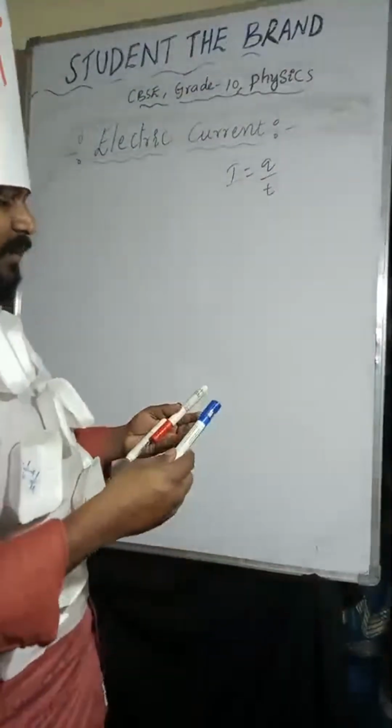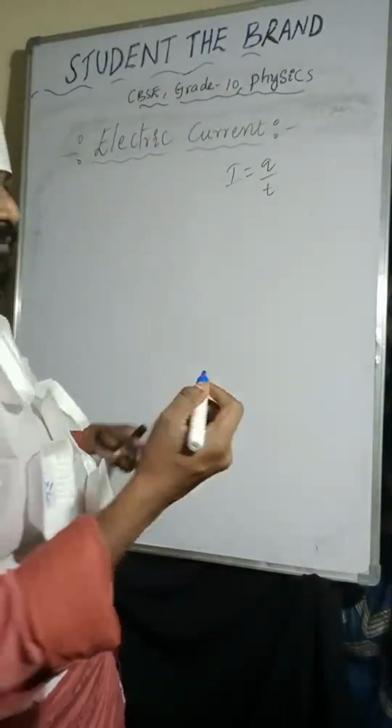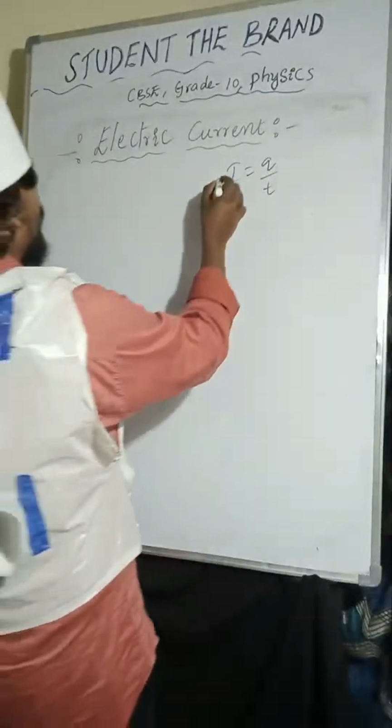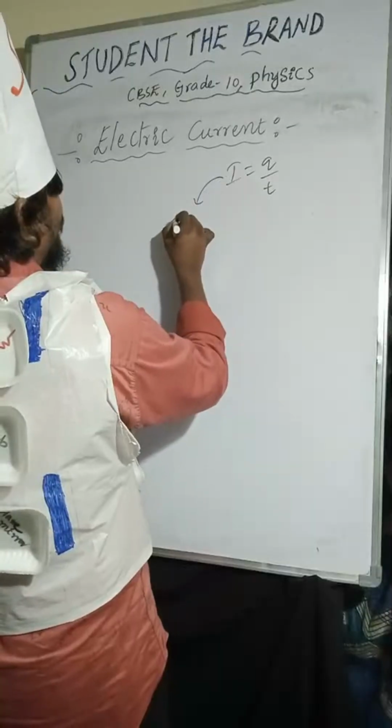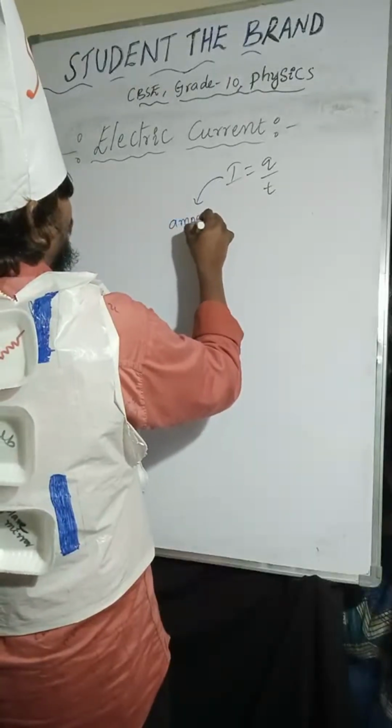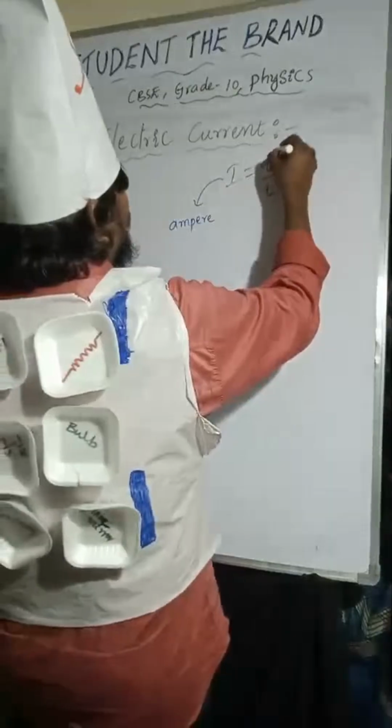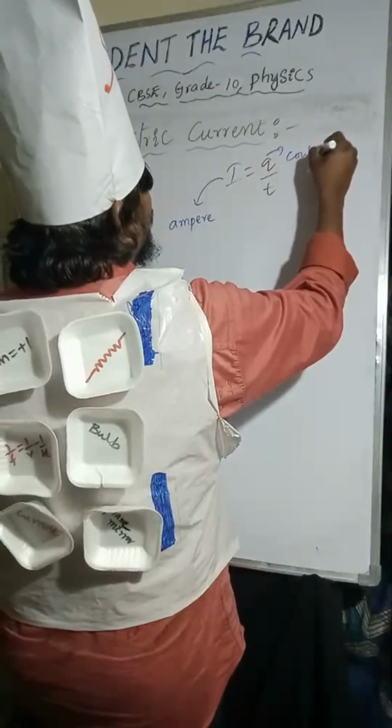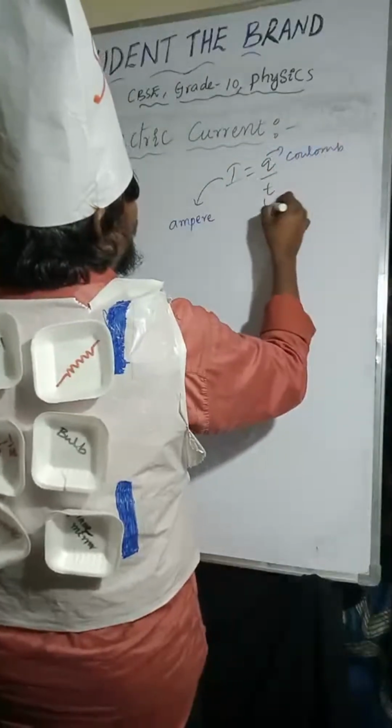So now you can observe here. The SI unit of current is ampere, so we are writing it with small letters. The SI unit of charge is coulomb, and the SI unit of time is second.